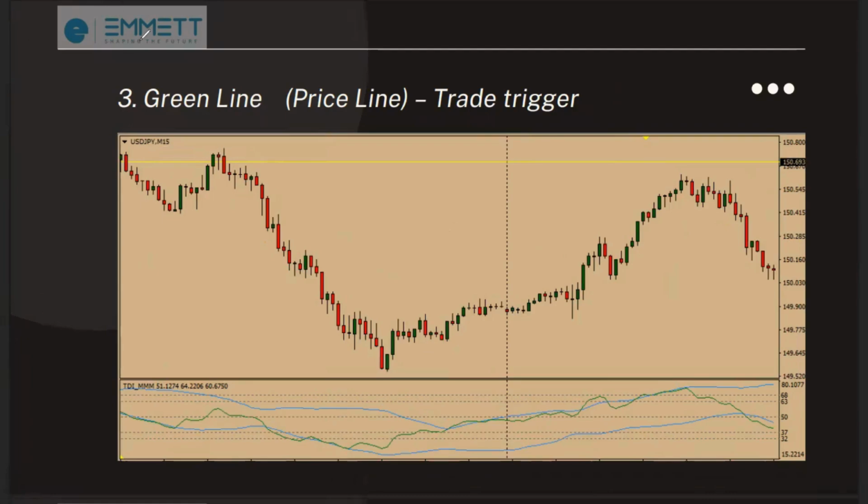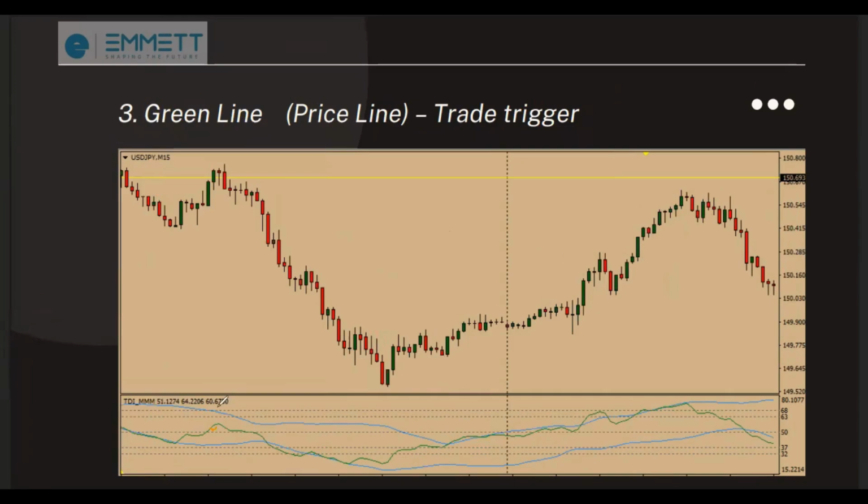The next feature is what we call the price line, or the green line on the TDI. It's the RSI price line, and this is actually your trade trigger. Generally, what this price line is doing is showing you the current price sentiment. It's telling you what is currently happening in the market. The way the market is moving and the price line are almost exactly the same. Whenever the market is going down, the price line is also going down, and whenever the market is going up, the price line is going up. So this is going to guide you when you should execute your trade, stay out, or exit.